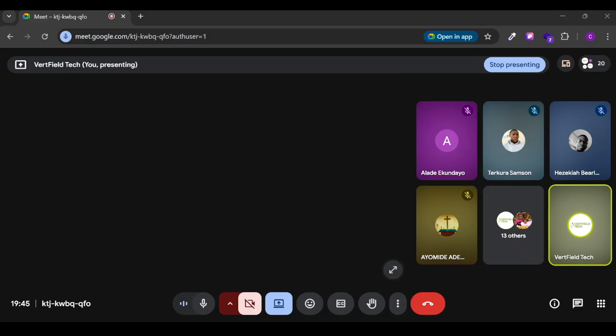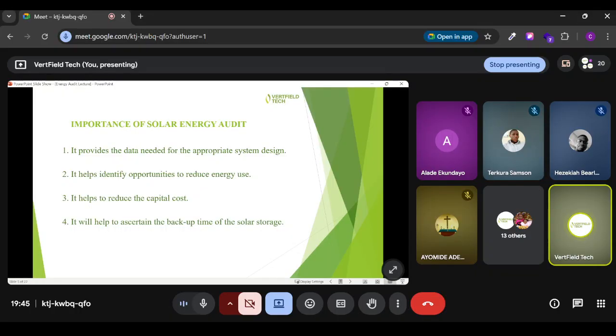Hold it tightly. Importance of solar energy audit. It provides data needed for the appropriate system design. It helps you identify opportunities to reduce energy use. It helps to reduce the capital cost. It will help to ascertain the backup time of the solar energy. So these and more are the things that your solar energy audit will do for you.